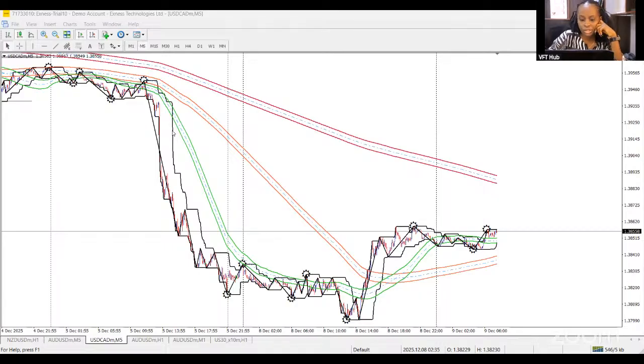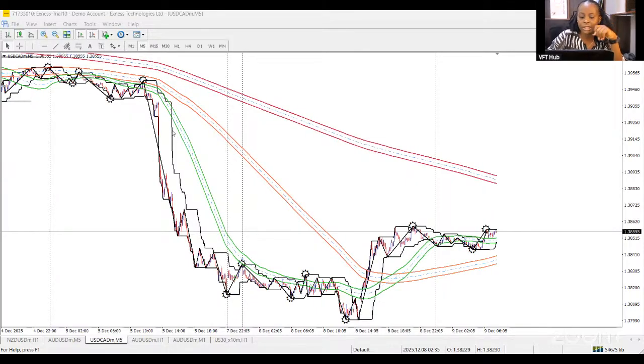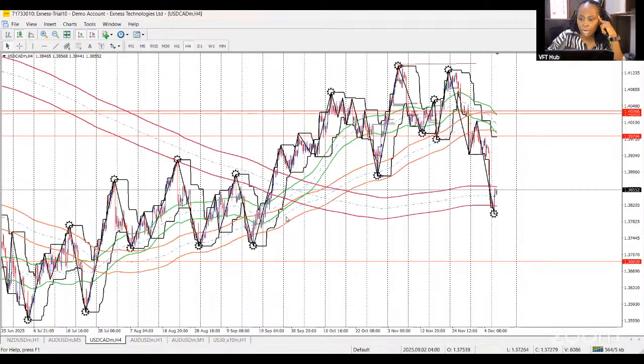During the course of this session, we're going to be looking at commodity currencies, AUD USD, NZD USD, and USD CAD. Shortly after which, we'll go into indices to see what opportunities lie in these markets for us today. So let us start off this analysis with a look at USD CAD on the H4 time frame.